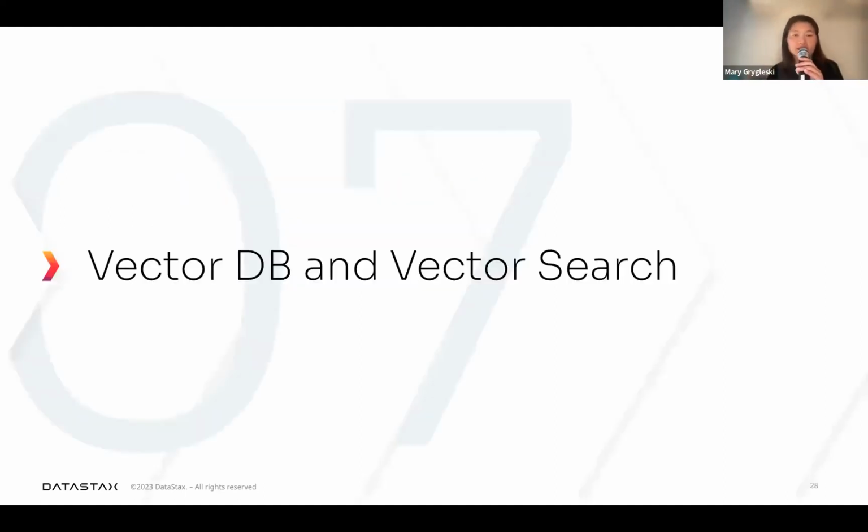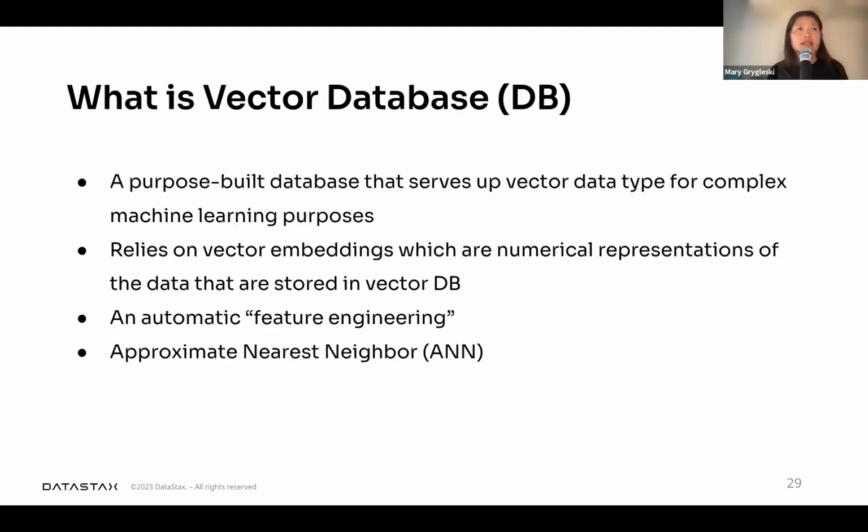Okay, so now I'll get into vector database and vector search. It looks like most folks haven't worked with it yet, so this will be just a high-level introduction. What is a vector database? It's a purpose-built database that serves up the vector data type for complex machine learning purposes, like ChatGPT. We're dealing with data that is multidimensional in nature. You can still use a traditional database to do it, but it will take much longer. When we're doing machine learning similarity searches on multidimensional data, we basically need a new data type, and this is the vector data type that comes out.